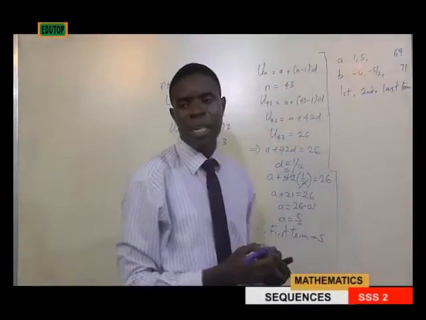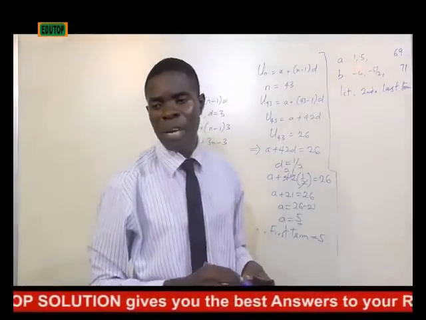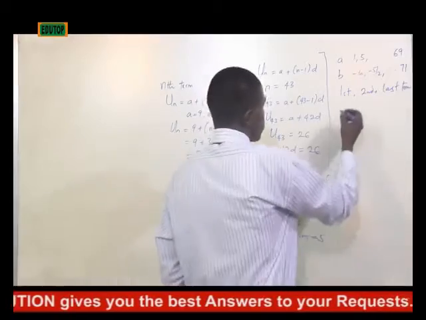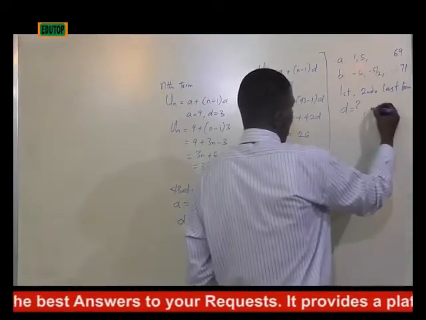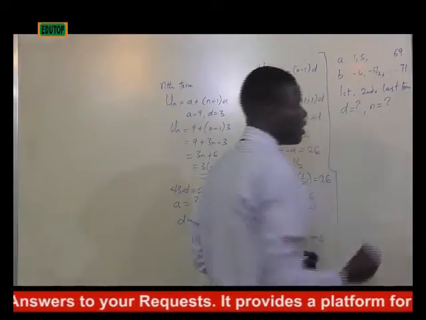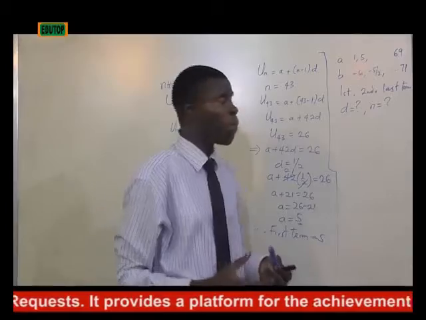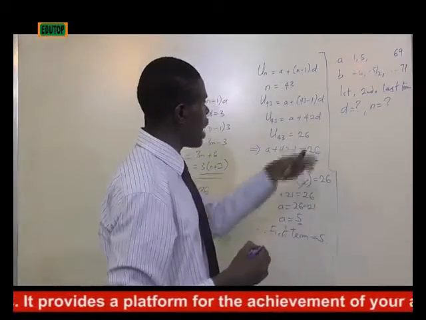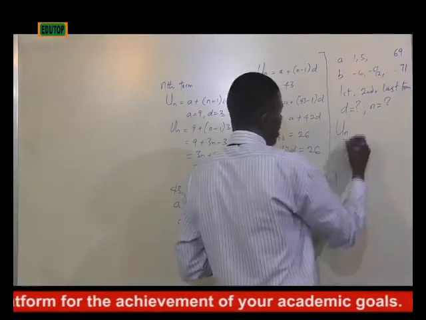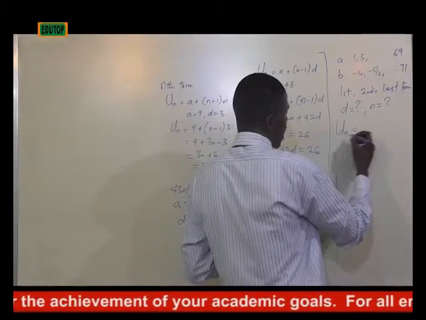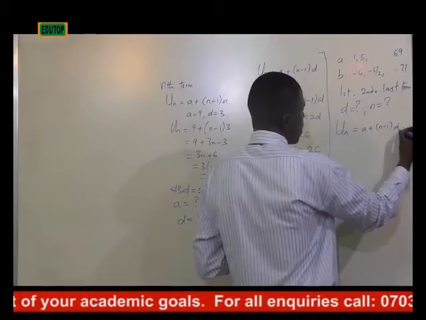The question now asks us to find the common difference and the number of terms. So the question asks us to look for D, which is the common difference, and the number of terms, which is N. These are the two parameters the question asks us to look for. And we cannot use any other formula other than the Un, the last term, which says that Un is a plus n minus 1 d.